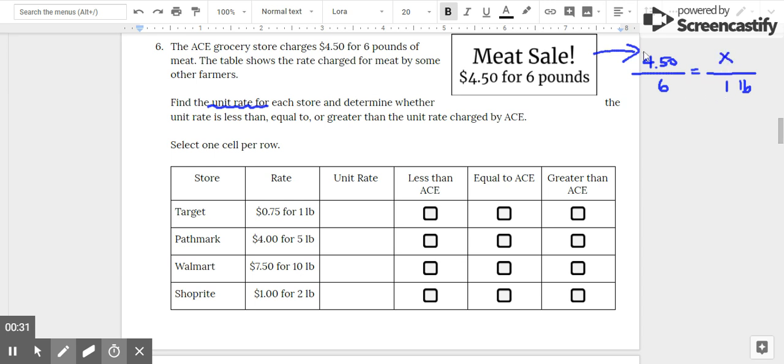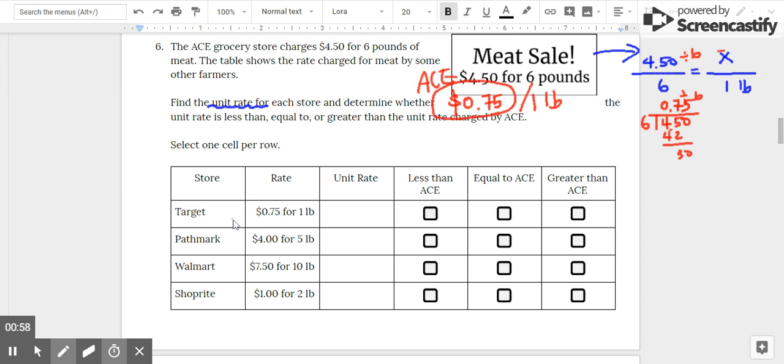So you can do cross multiplication, or you can just divide it by 6. So 450 divided by 6 is 75. So per 1 pound, you're going to pay 75 cents. So this is the unit price for Ace.